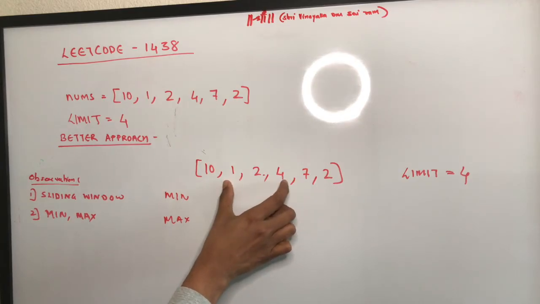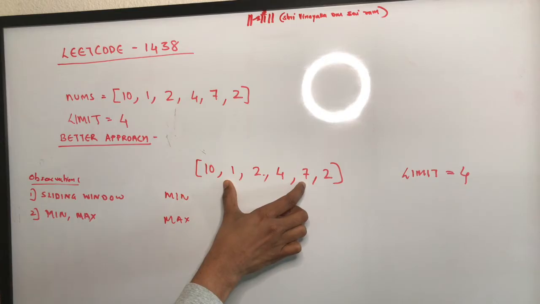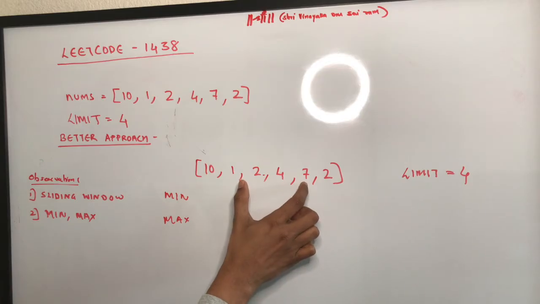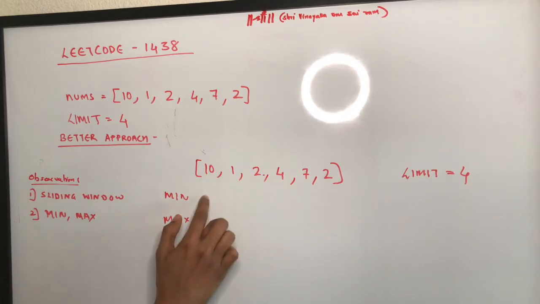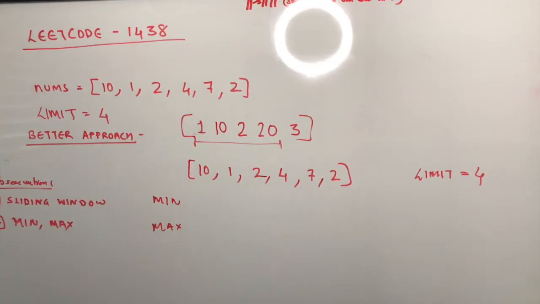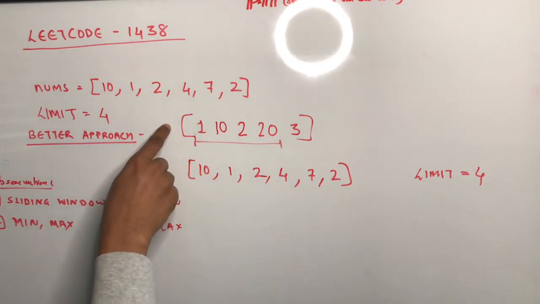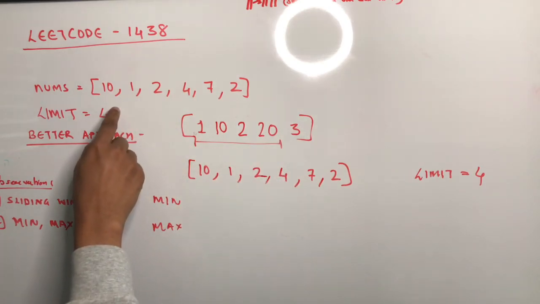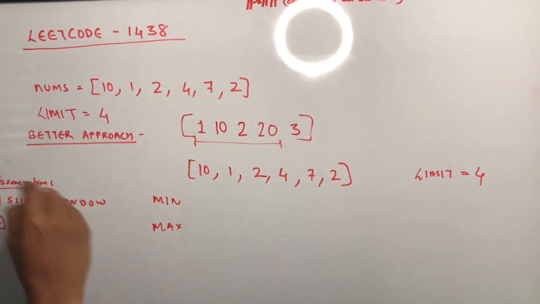Even when you expand your window on the right, you need to make sure that your min and max are updated accordingly to see whether the newly included element on the right has any impact on min and max. Now let's look at the thought process behind choosing what data structure to use to represent this min and max. For that, let's look at this particular example for now, and let's ignore this limit constraint for now.